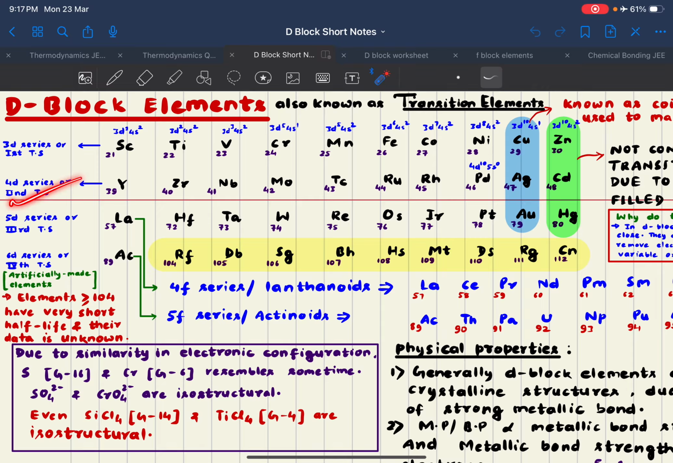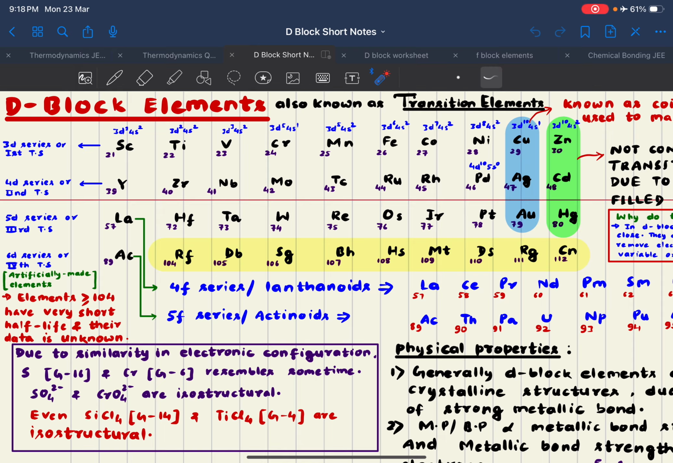They are called the second transition elements, the second transition series. This will be your third transition series, and this is your fourth transition series. But if you see Rutherfordium onwards, I have written a key point that elements after atomic number 104 have very short half-lives. Basically, they are more radioactive in nature.